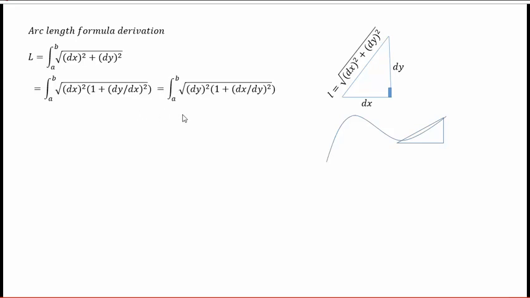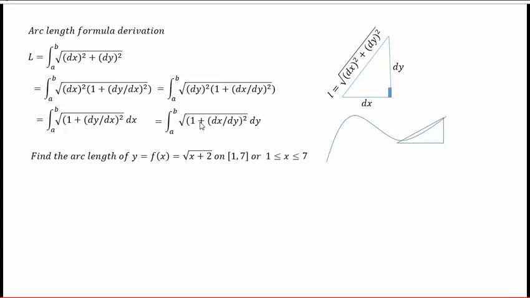In the same way you can factor out dy squared, and then instead of dy/dx, here it will be dx/dy. You can easily see it. Now in the next form, we are taking this dx squared outside the radical sign, coming out as dx. Also you can take dy outside. So these formulations are equivalent, and based on your question you will be applying them.